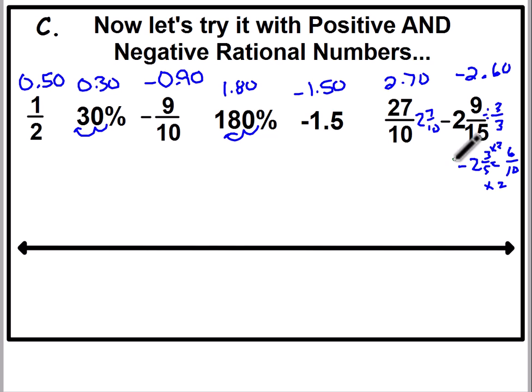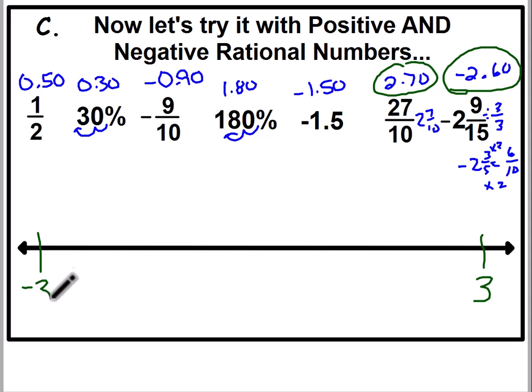Okay, now we're ready to plot them on our number line. Our number line is blank. It's just a number line. So we're going to have to number our number line. So when I look up here, I can see that the largest rational number is the $2.70. So that means our whole numbers, positives, need to go up to positive 3. And our smallest number is going to be the negative $2.60. So we need to go down to negative 3.